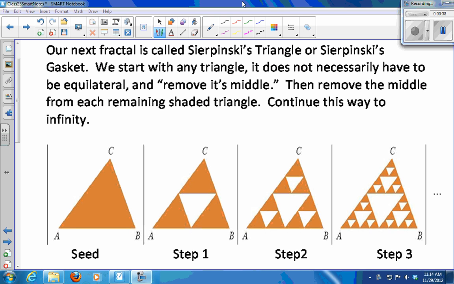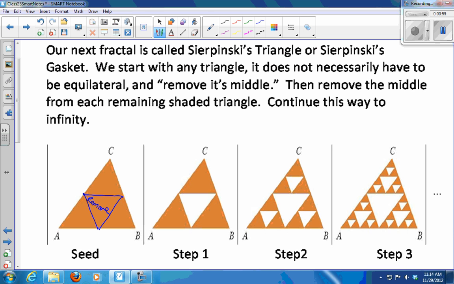Okay, and then you remove its middle. You find the midpoint of all three sides, connect them, and then you take this middle part and remove it. Get rid of it. So you're left with this thing at step C that has an empty middle. Now you have 3 orange triangles.